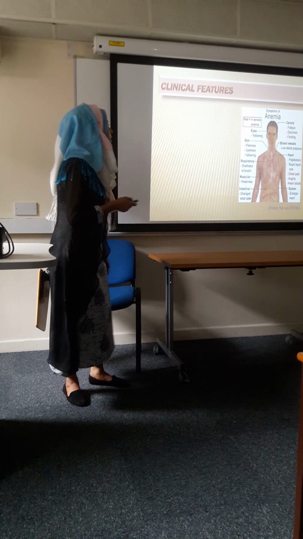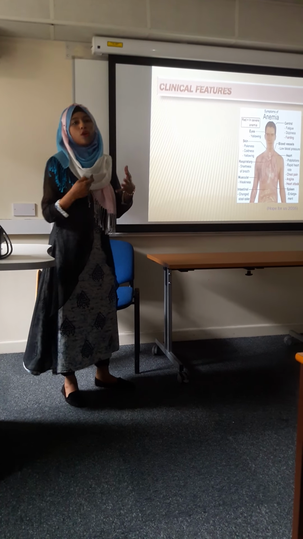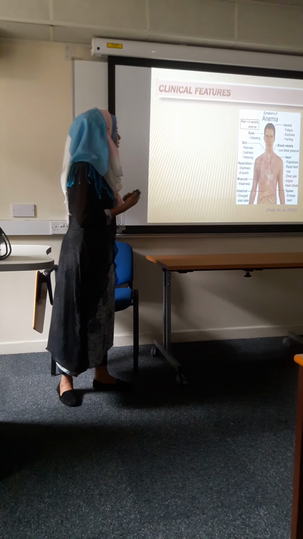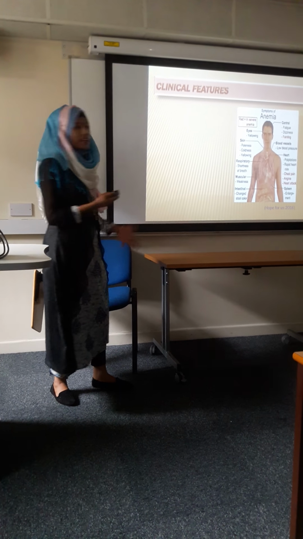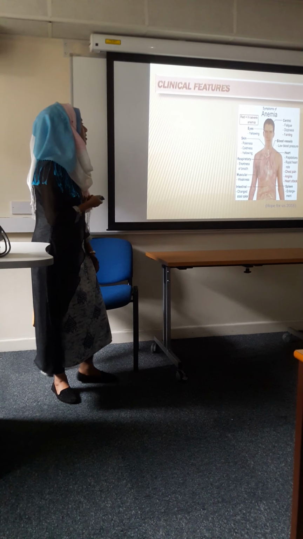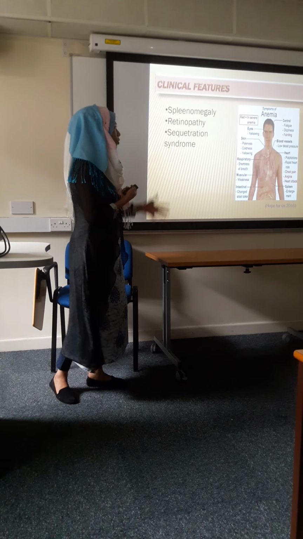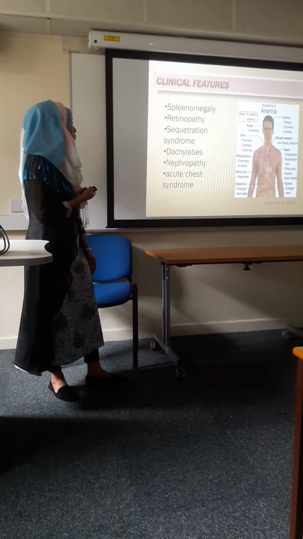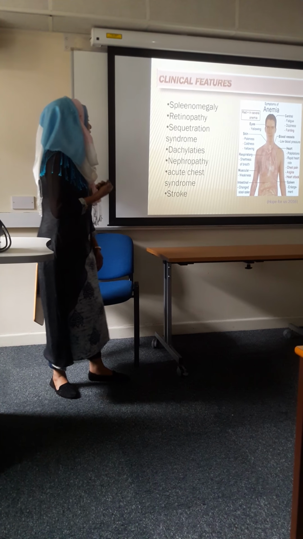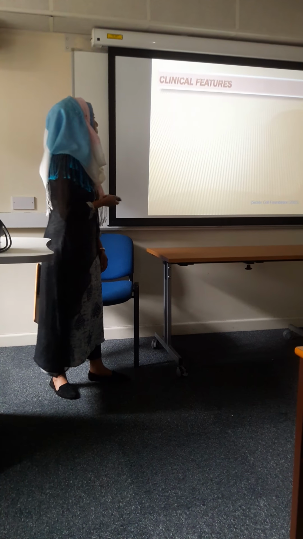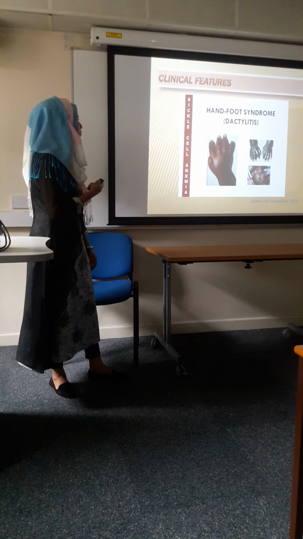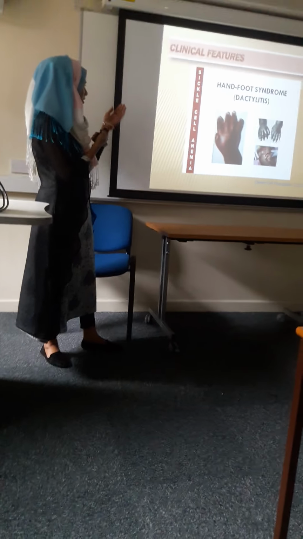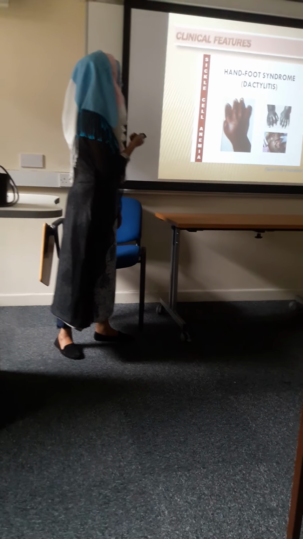Now, what are the signs and symptoms of sickle cell anemia? The common signs and symptoms are fainting, low blood pressure, shortness of breath, acute chest syndrome, angina, paleness, etc. And alongside these, splenomegaly, retinopathy, sequestration syndrome, dactylitis, and stroke also happen. This is a picture of a baby who is suffering from hand-foot syndrome, which is known as dactylitis. The baby has sickle cell anemia.